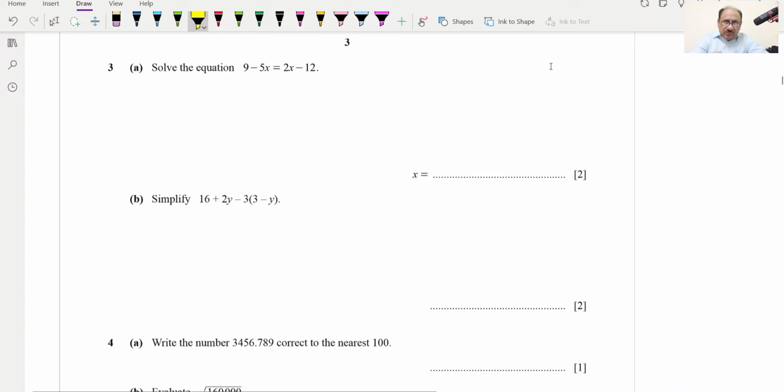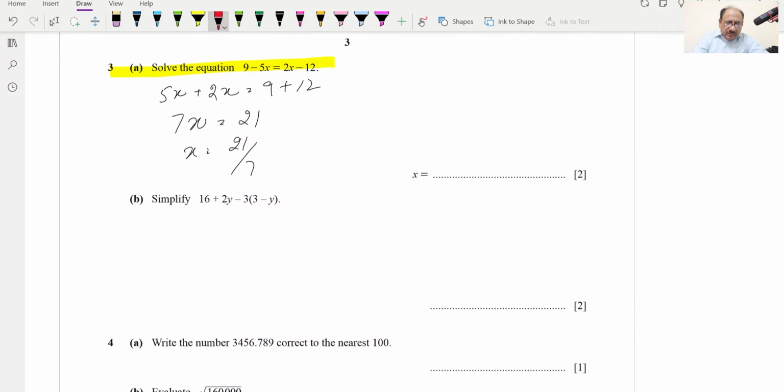Now question number 3. Question number 3 says solve the equation. So we'll rearrange the equation first. It will be 5x, we can shift minus 5x to the other side, so we'll get 5x plus 2x will be equal to 9, and this will be plus 12, minus 12 we will send to the other side. So this will be 7x is equal to 21, and x will be equal to 21 over 7, and this one we can cancel. 7 ones are 7 and 7 threes are 21, so the answer will be 3 over 1, which we can write as 3. So x will be equal to 3.